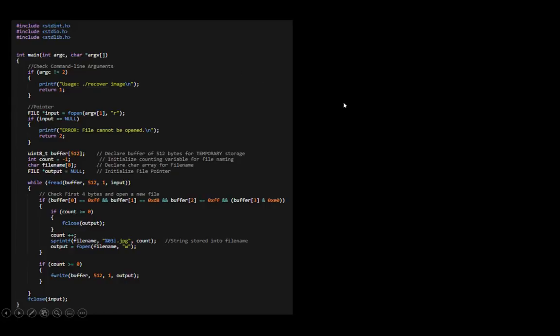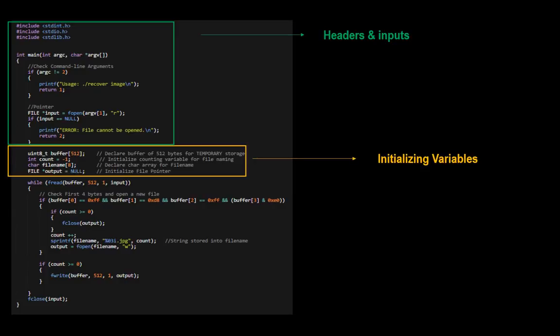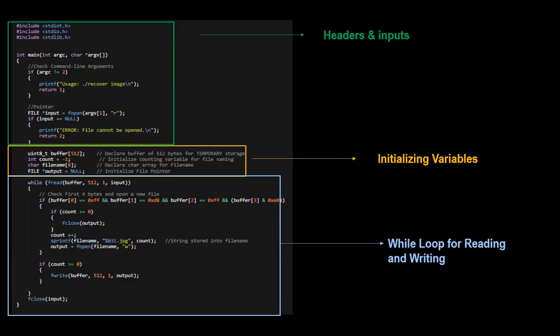If we take a deeper look at this code, we see that we can divide it into 3 categories. We have the first part that deals with the headers and all the user inputs. Then we have a section where we are initializing the variables. And finally, we have the while loop, which is the meat of the program, where we are constantly reading and writing as we go through the memory card.